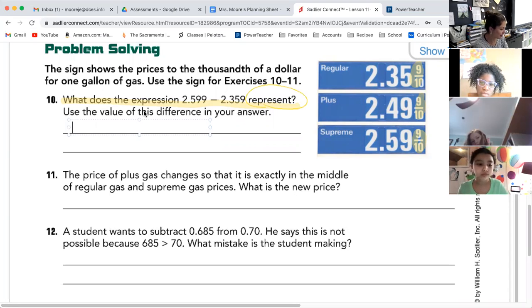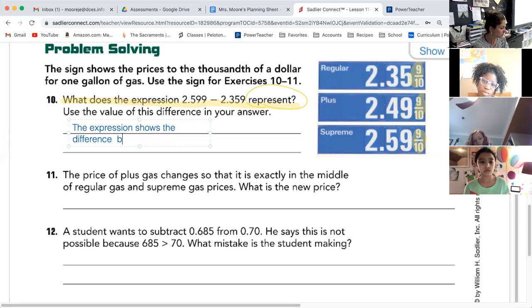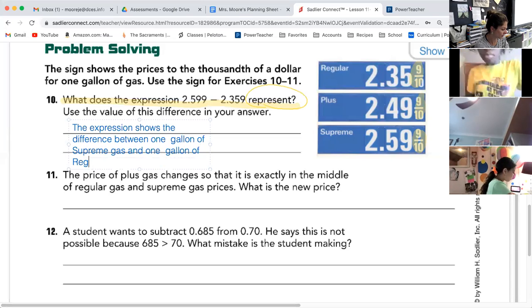Right, so in our answer, we would write, as Mrs. Moore, the other one, talked to you about, turning the question into your answer. Okay, so the question says, what does the expression represent? So I'm going to tell you, the expression represents, or the expression shows, the difference between 1 gallon of Supreme gas and 1 gallon of regular gas. Would you agree with that?